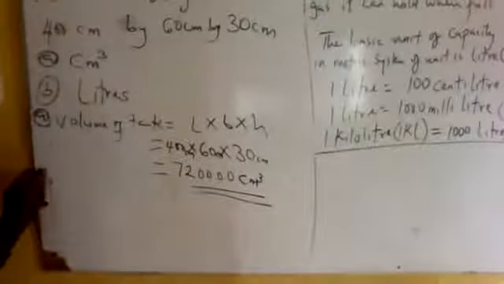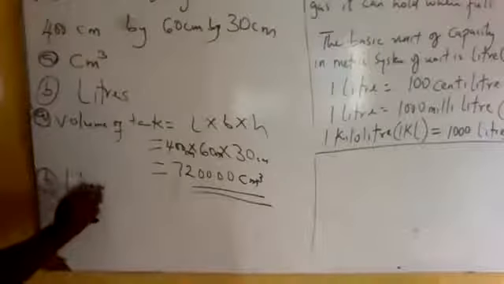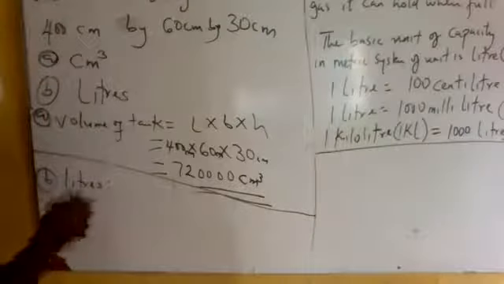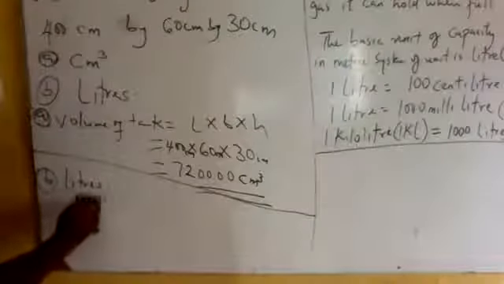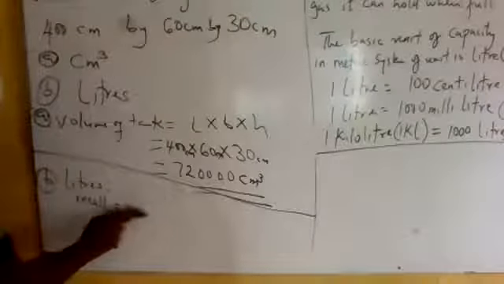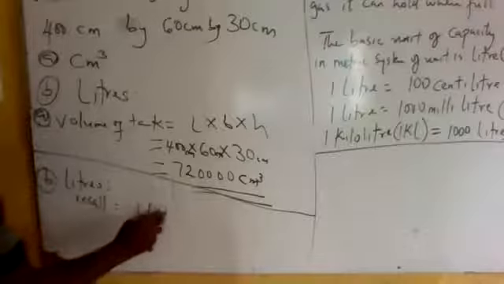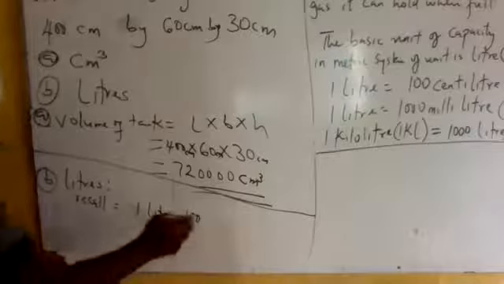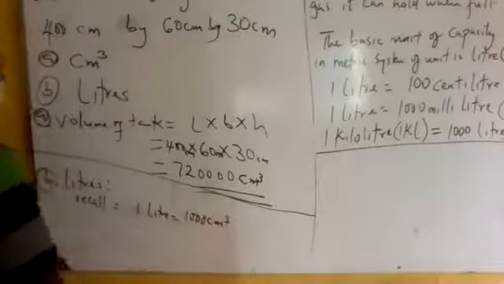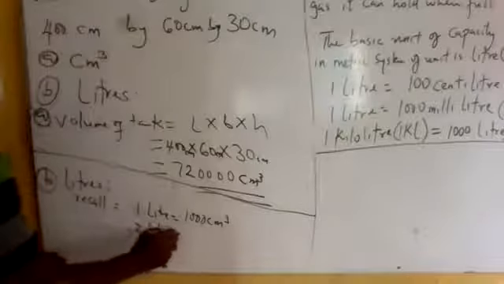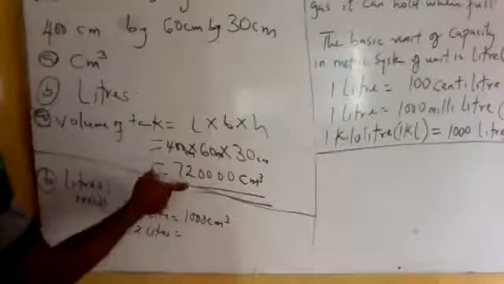Now, for the other part, this is for A. For the other part, remember, they said you should leave your answer in liters. Now, recall that 1 liter is equal to 1,000 centimeters cubed. So that means X liters is equal to what?